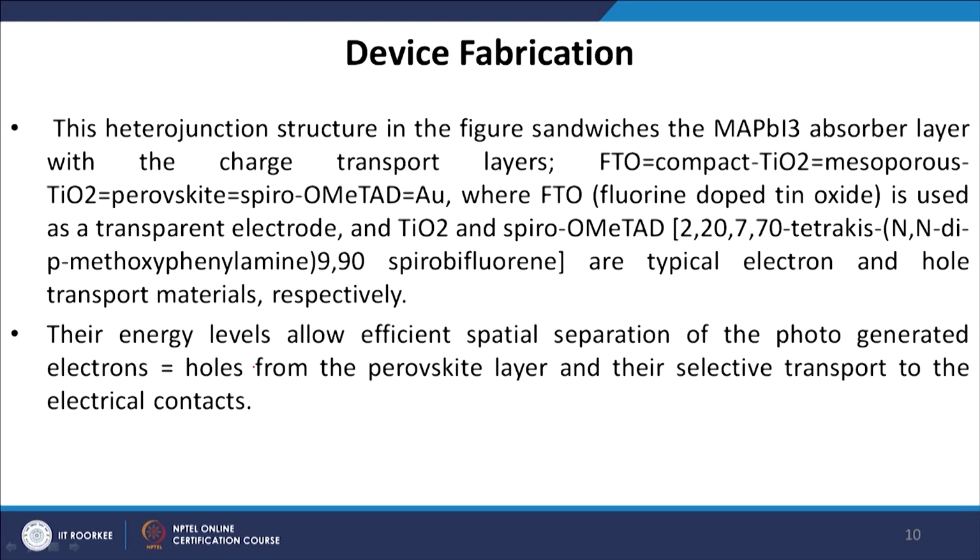The heterojunction structure in the figure sandwiches the MAPbI3 absorber layer with the charge transport layers: FTO, compact TiO2 which can be mesoporous TiO2, perovskite and spiro-OMeTAD, and finally the gold. FTO, fluorine doped tin oxide, is used as a transparent electrode, and TiO2 and spiro-OMeTAD are typically used as electron and hole transport materials. So, TiO2 is an electron transport material, and spiro-OMeTAD, which has this big name inside this bracket, is a small molecule, a hole transport material.